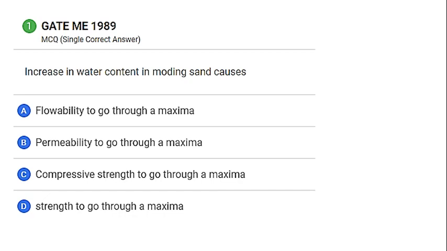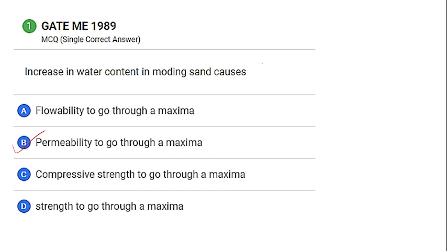So this question. Then it causes the strength to go through a maximum. Permeability to go through maxima. Yeah, B is correct. See, what is it saying in the question, increase in the water content in the molding sand. While we were going through the theory of the molding sand, I have shown you two graphs, one for permeability, one for flowability.